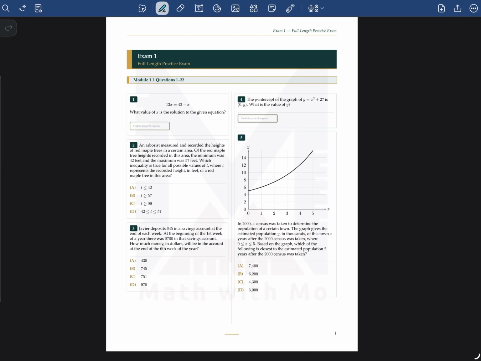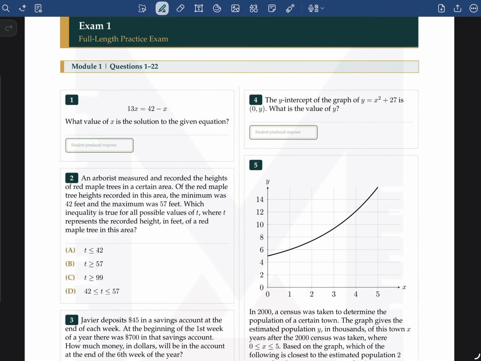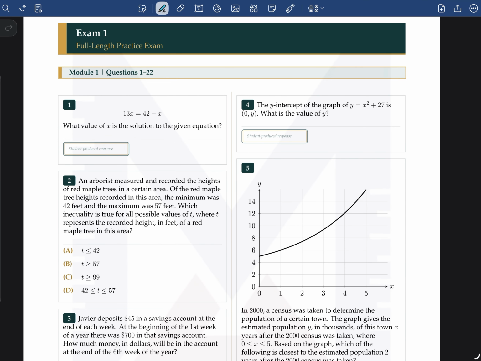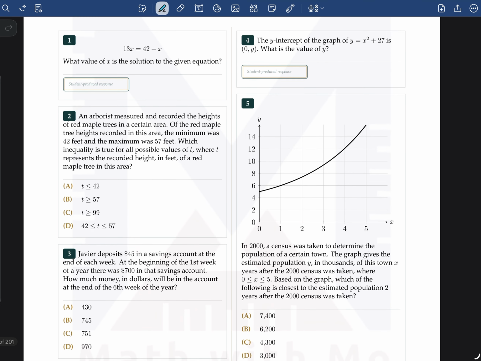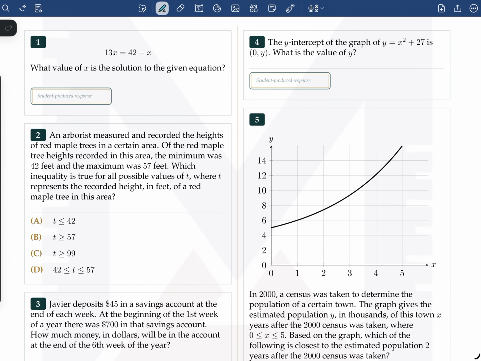In today's session, we will discuss the first exam in our book Evolution in Digital SAT Math, and we will study the first exam here, module number 1. And the first question says 13x is equal to 42 minus x. What is the value of x, or what value of x is the solution to this equation?